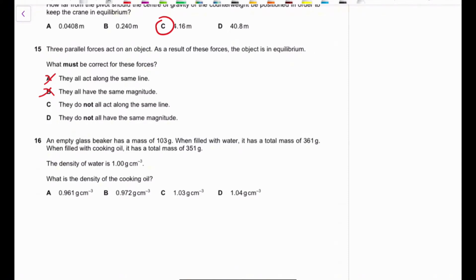But if you look at D, they do not have the same magnitude. That is quite true, right? Because if they don't all have the same magnitude, they can probably add up to 0. So the answer is going to be D.